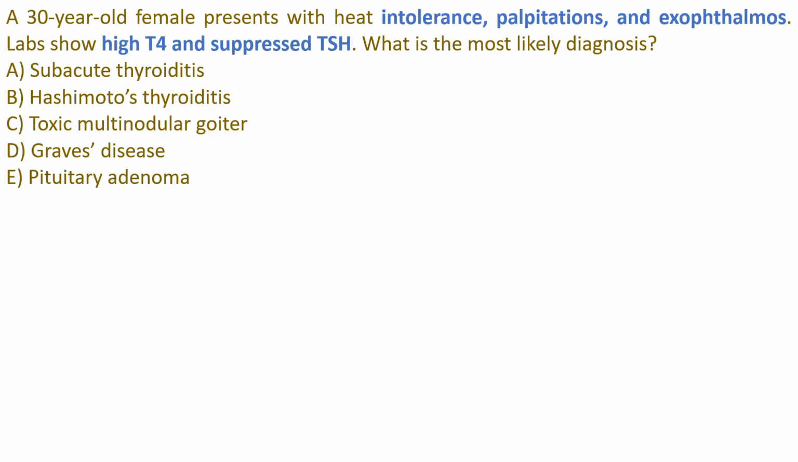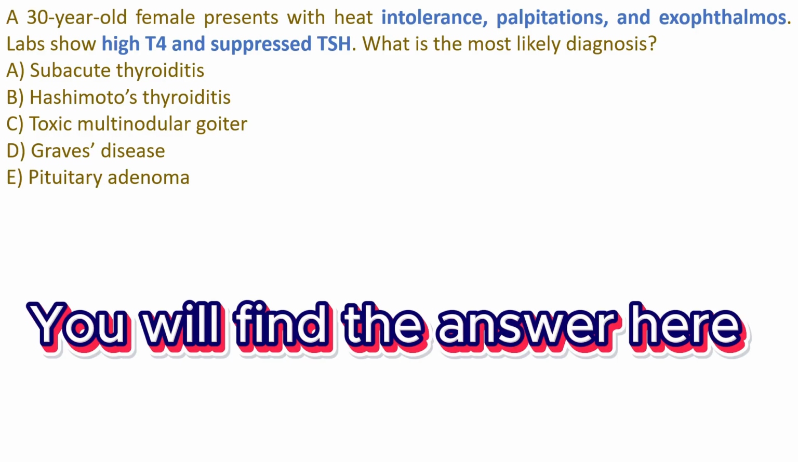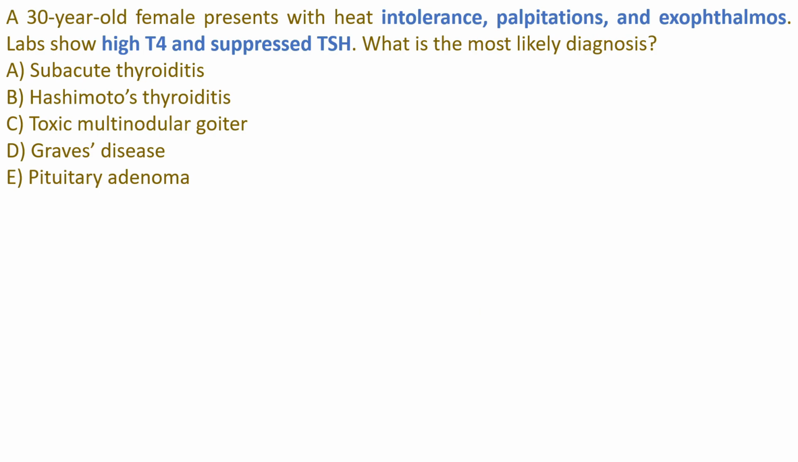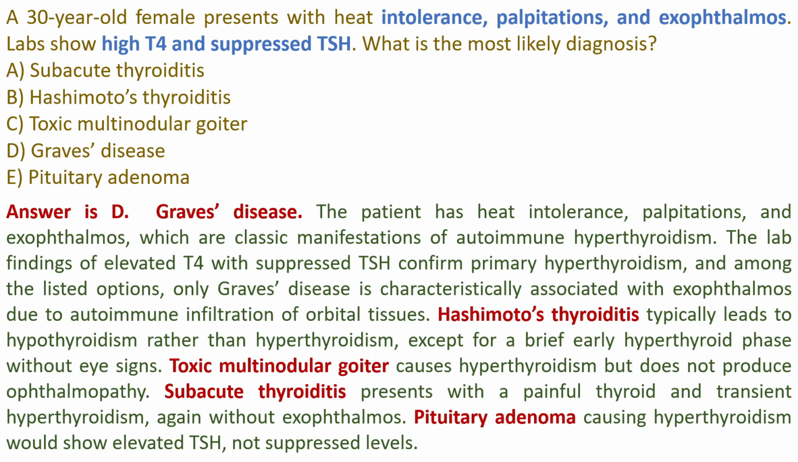A 30-year-old female presents with heat intolerance, palpitations, and exophthalmos. Labs show high T4 and suppressed TSH. What is the most likely diagnosis? A. Subacute thyroiditis. B. Hashimoto's thyroiditis. C. Toxic multinodular goiter. D. Graves' disease. Or E. Pituitary adenoma. Answer is D, Graves' disease.